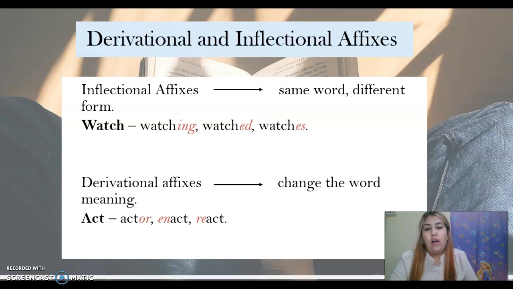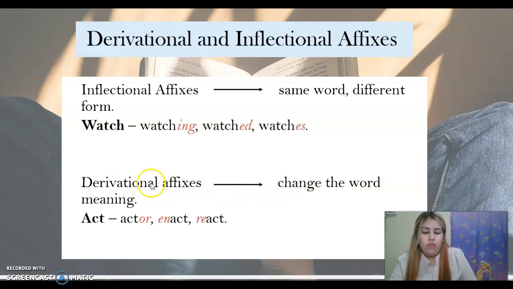Now, let's see what derivational and inflectional affixes are. Well, inflectional affixes give the same word but with a different form, or with a different tense. For example, we have the verb watch. If we add ing, now it says watching, and it's in the present progressive tense. And then we have watched, in the simple past tense, and so on. What I want you to know is that it's the same word with the same meaning but with a different form.